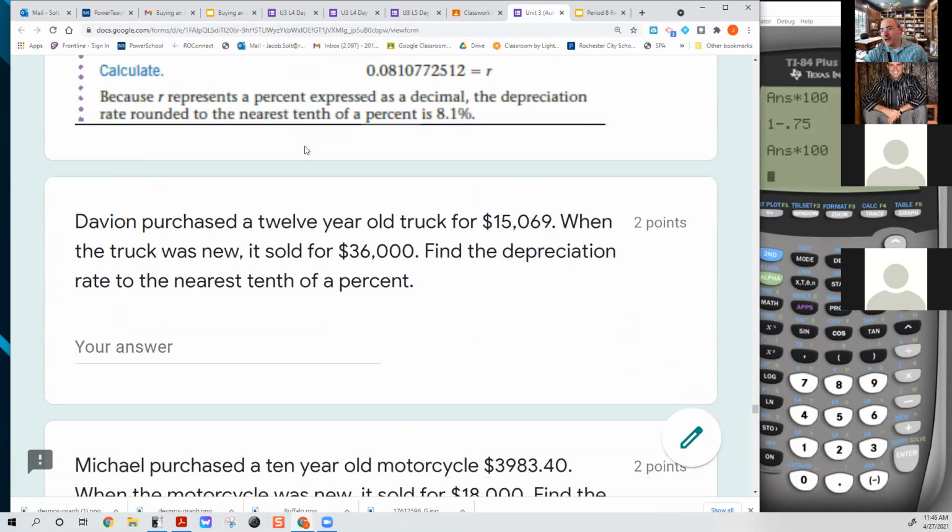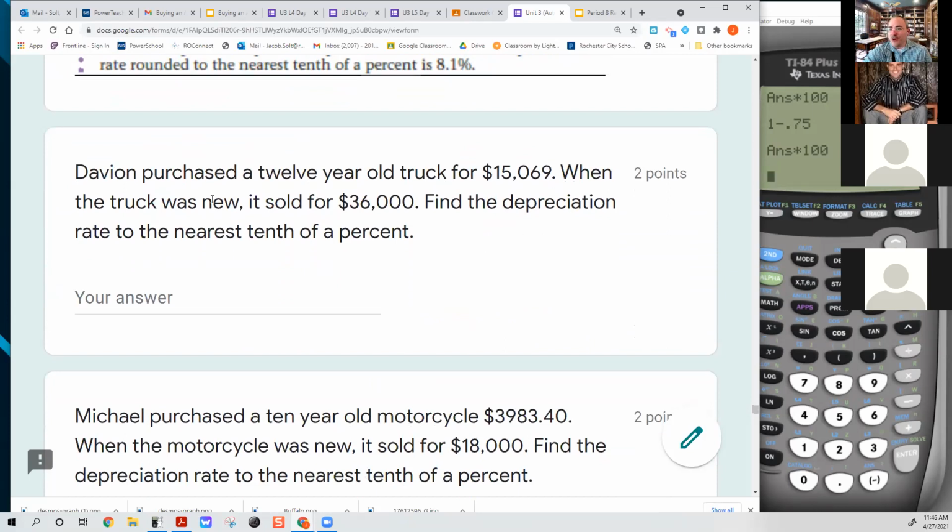Okie dokie. Now we're going to try it with Davian. Davian purchased a 12-year-old truck for $15,069. When the truck was new, it sold for $36,000. Find the depreciation rate to the nearest 1/10 of a percent.